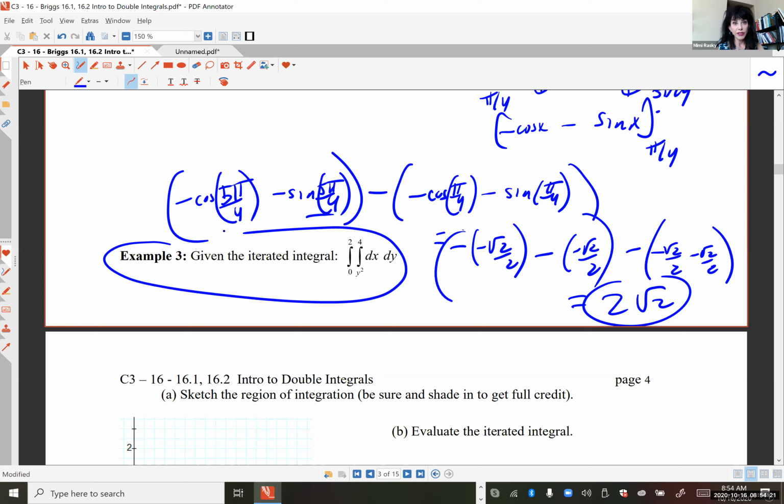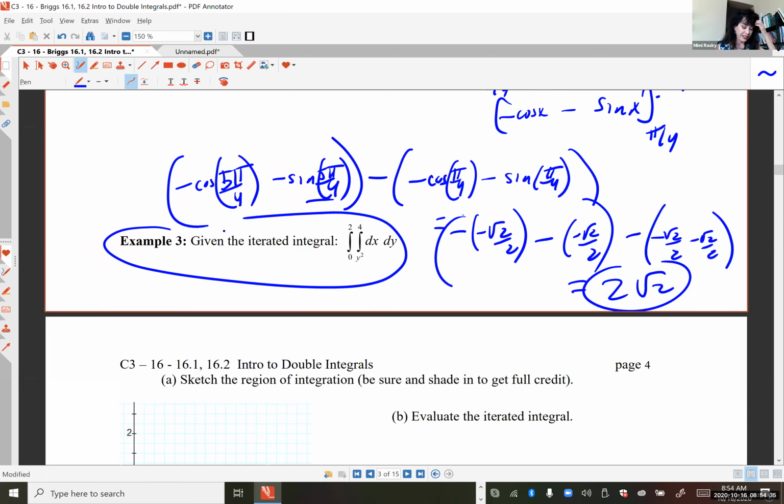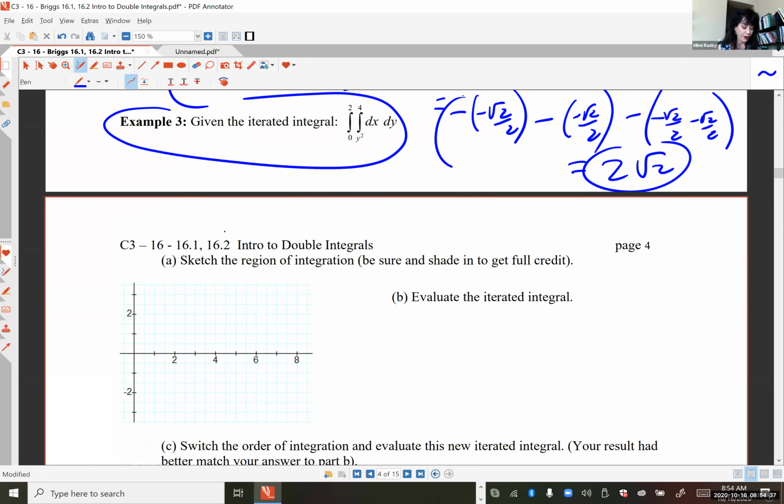What is the region of integration looking like? So sketch it based on just that double integral. And then after you've sketched the region, you're going to evaluate it. And then part C is the real tricky part.